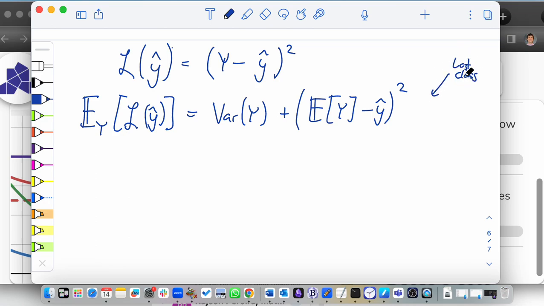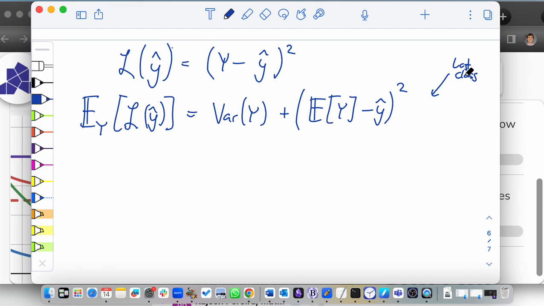So the first line is the loss. That's how much money you actually owe me for a given experiment. And then the second line is averaging over the value of y hat, y, how much money you owe me. That was the calculation we did last class. It's a quadratic equation which has its minimum at the expected value of y, and it has this irreducible variance term that you will always owe me no matter what. This is true for any y hat.